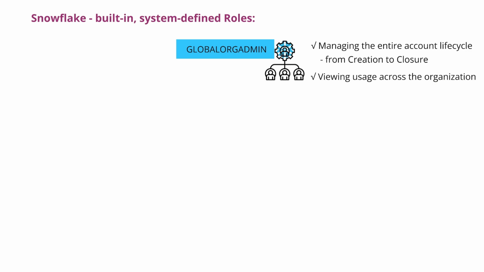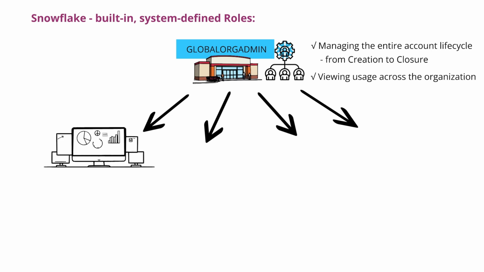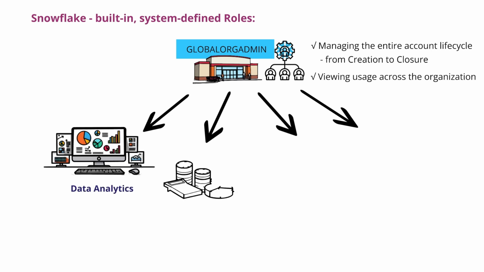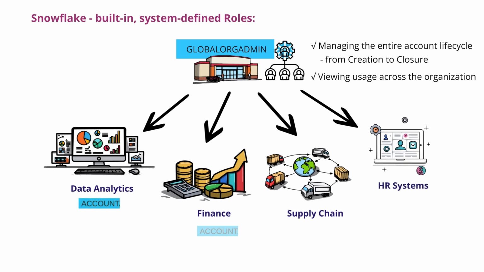This role exists only in the organization account. For example, in the Walmart organization, the global OrgAdmin can oversee all Snowflake accounts for the internal departments like data analytics, finance reporting, supply chain, and HR systems. They can create a new account for a new Walmart division and enforce organization-wide standards.